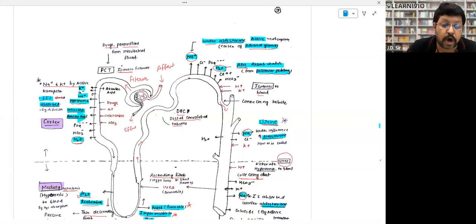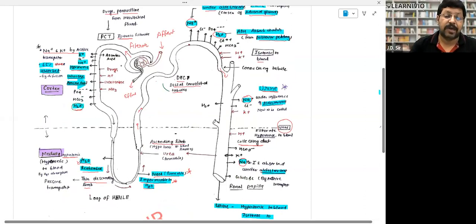Then water is reabsorbed under the influence of ADH hormone, antidiuretic hormone, right? Absorption of water takes place. From where is the ADH secreted? From the posterior pituitary. I have written it over here only, right?